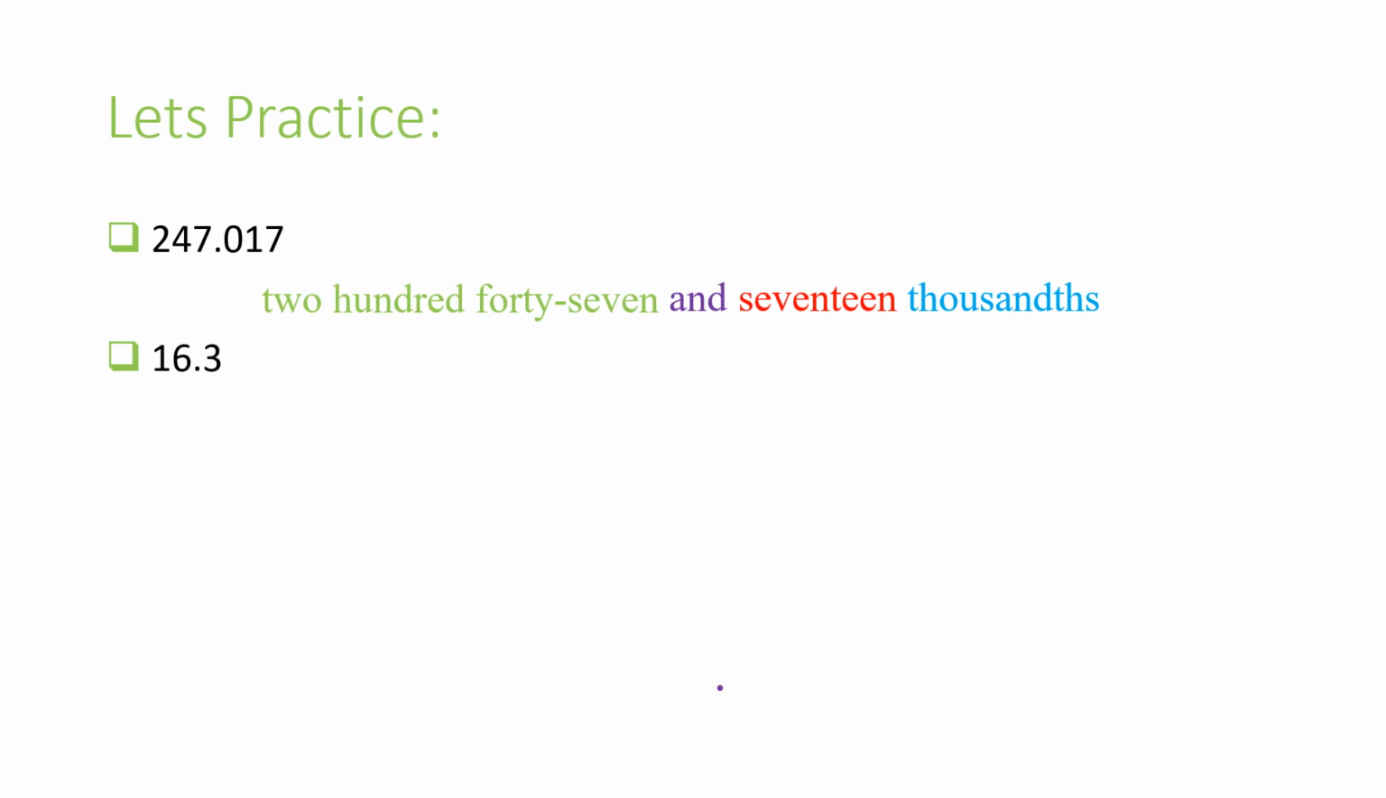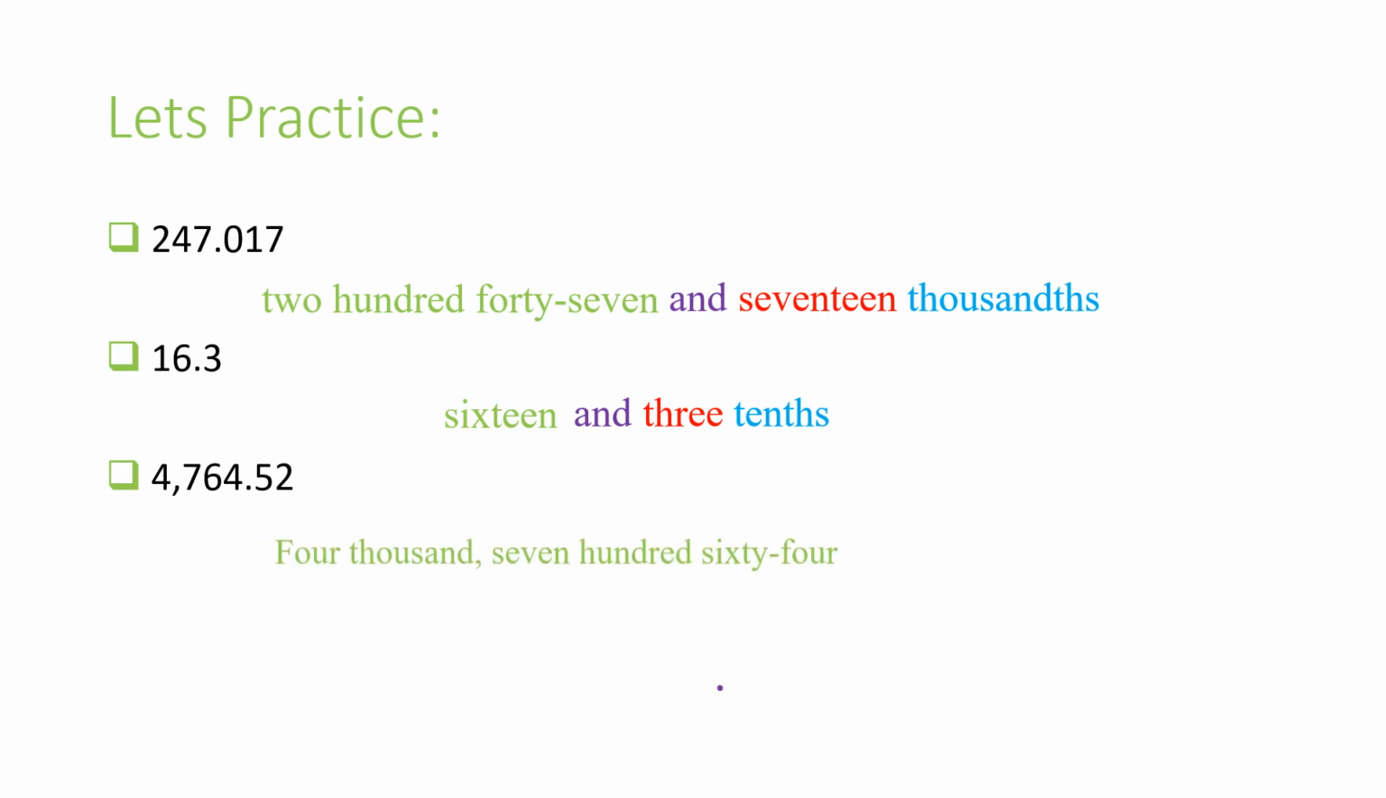Let's read this number. It's very easy. It will be 16 and 3 tenths. Okay. Let's read this number. It will be 4,000. Okay. 764 and 52 hundredths. Okay. The last one.